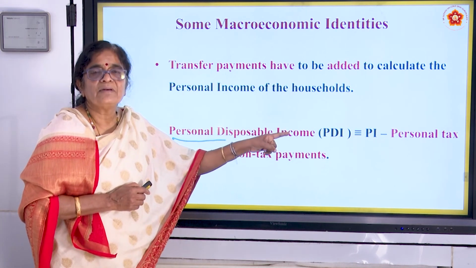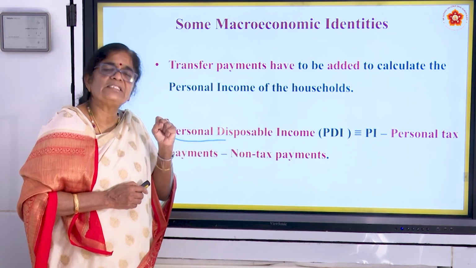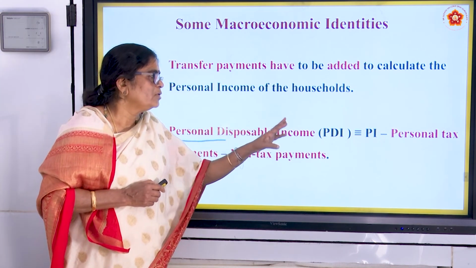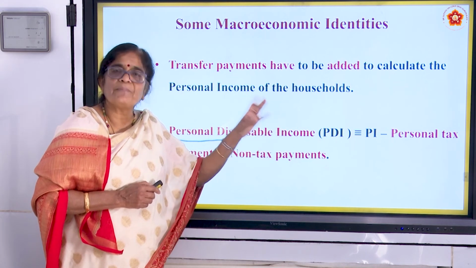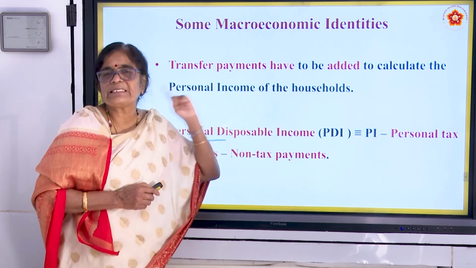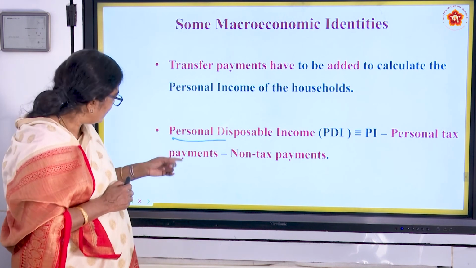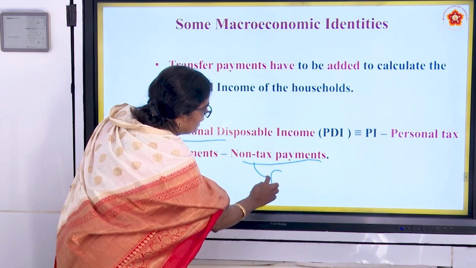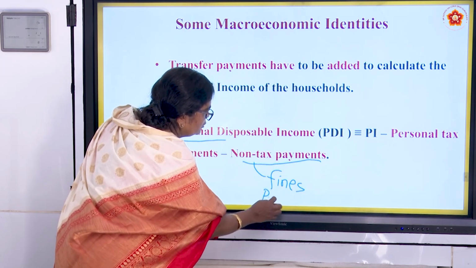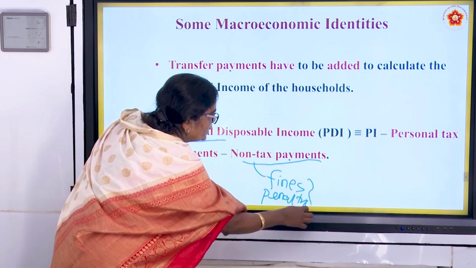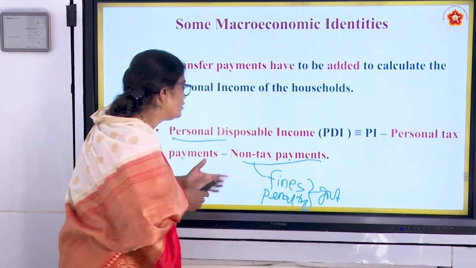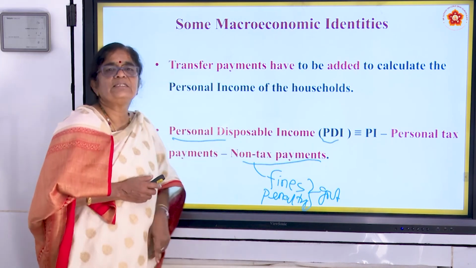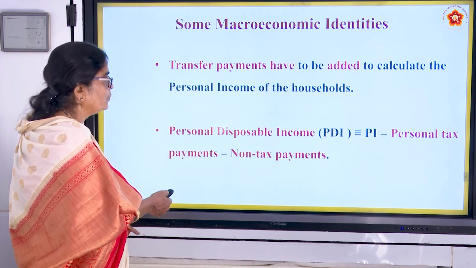Therefore, to get disposable income, meaning the amount absolutely available for spending by the household, what you have to do from the personal income is deduct the personal tax, for example the income tax of individuals, and also deduct non-tax payments. These are fines or penalties paid to the government. Non-tax payments as well as tax payments should be deducted from personal income to derive personal disposable income. I hope you are clear.